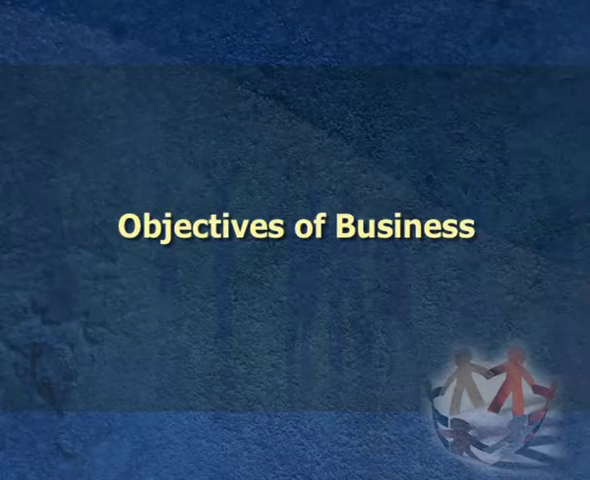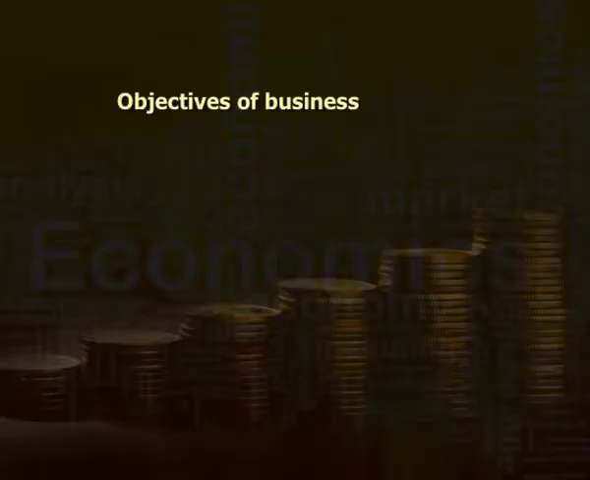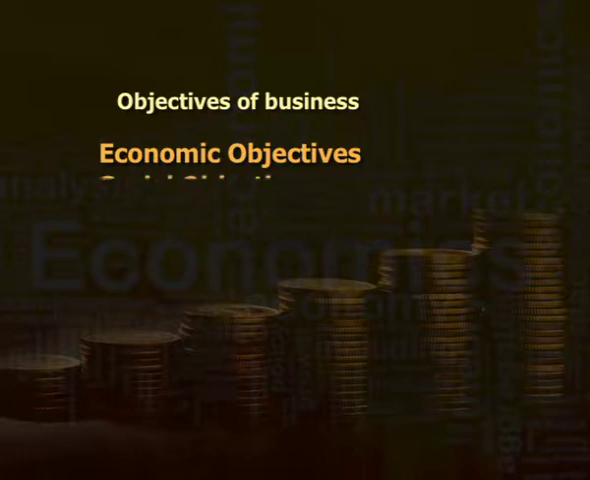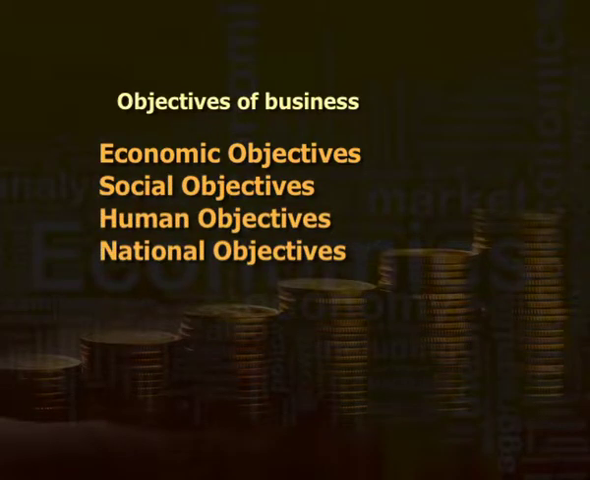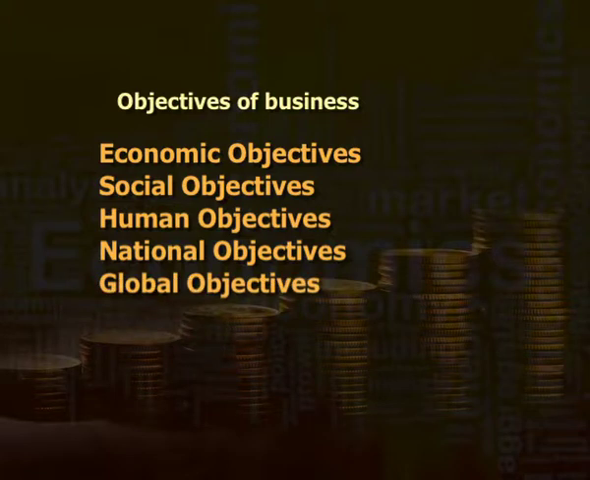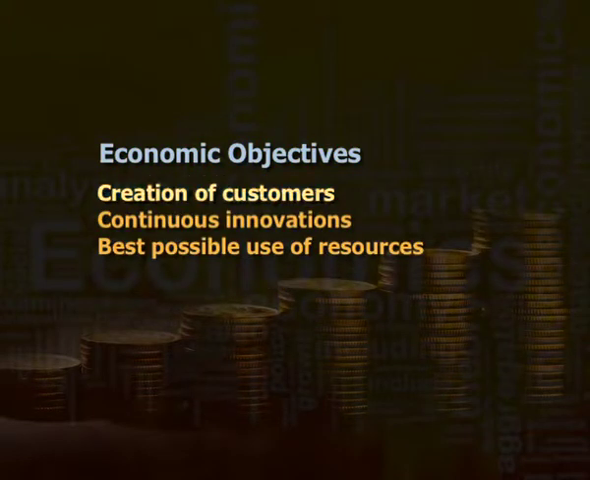Do you know what are the objectives of business? Business is carried out with various objectives like economic objectives, social objectives, human objectives, national objectives and global objectives. Let us discuss in detail. Economic objectives, first point is creation of customers. A business unit cannot survive unless there are customers to buy products and services.